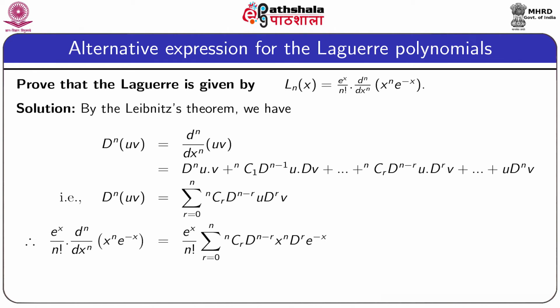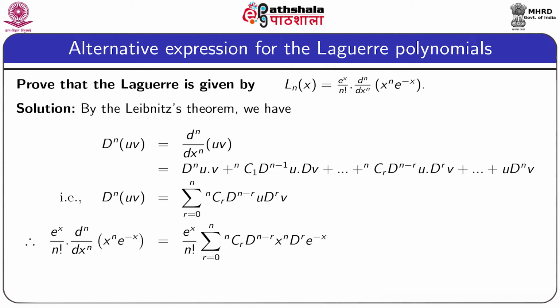Let us now calculate an alternative expression for the Laguerre polynomial. We have to show that the Laguerre polynomial Ln(x) is given by e^x divided by n! times the nth derivative of x^n e^(-x).